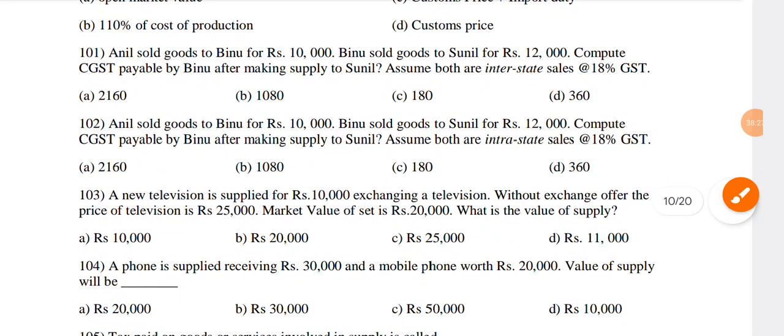Next question, Anil sold goods to Vinu for rupees 10,000. Vinu sold goods to Sunil for 12,000. Compute CGST payable by Vinu after making supply to Sunil. Assume both are interstate sales at the rate 18% GST. Option A, 2160, B, 1080, C, 180, and D, 360. The correct option is D.